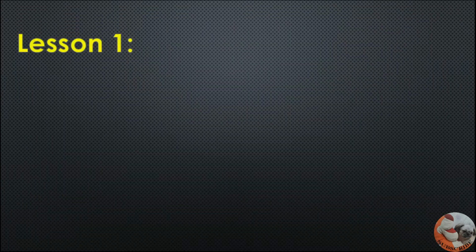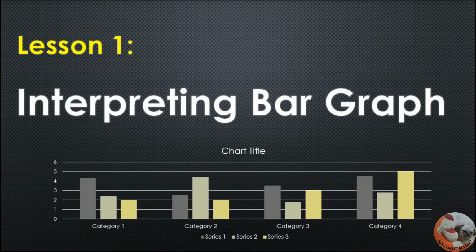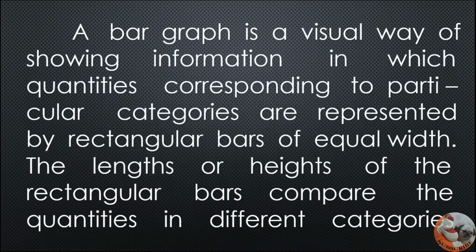We now go to our lesson. Lesson 1. Interpreting bar graph. A bar graph is a visual way of showing information in which quantities corresponding to particular categories are presented by rectangular bars of equal width. The lengths or heights of the rectangular bars compare the quantities in different categories.